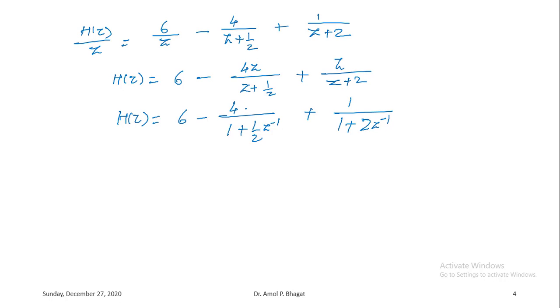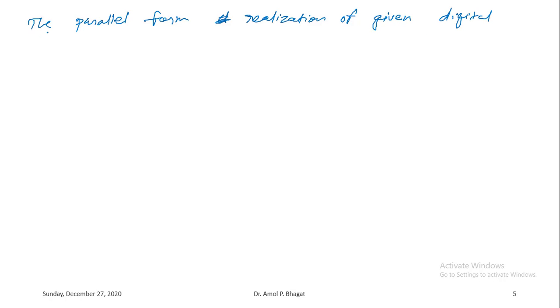Now you can directly realize this system function in parallel form, okay, because these terms are in addition form now, right? So I'll just draw that realization structure on the next slide, right? The parallel form realization of the given digital filter is shown in the following figure.